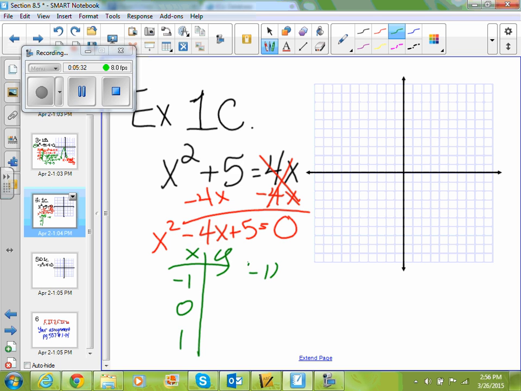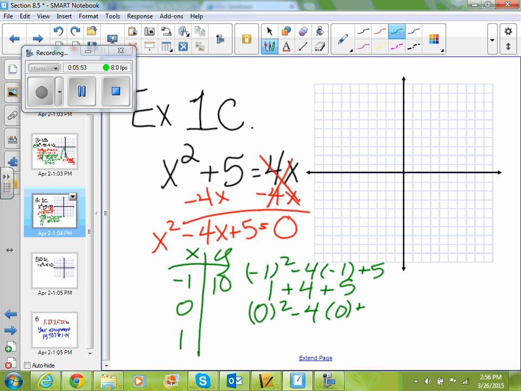Okay, so if I plug in negative 1, negative 1 squared minus 4 times negative 1 plus 5. Negative 1 squared is 1. Negative 4 times negative 1 is positive 4. 1 plus 4 plus 5 is 10. If I plug in 0, 0 squared minus 4 times 0 plus 5. It's 5. If I plug in 1, 1 squared minus 4 times 1 plus 5. 1 squared is 1, so 1 minus 4 plus 5 is 2.